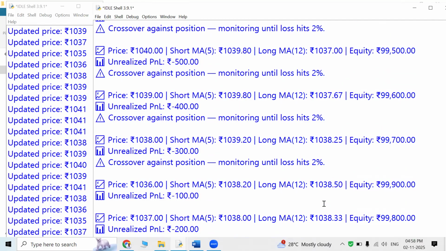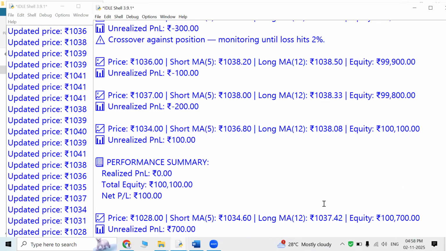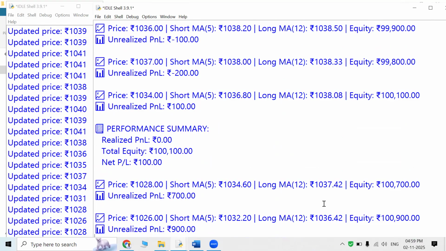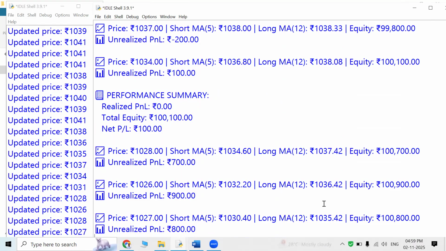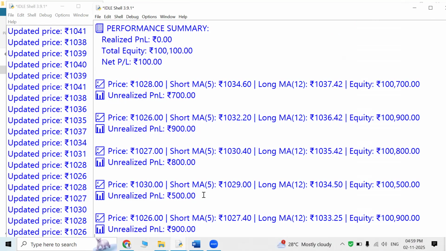Still, we are in a loss of 100 and 200 rupees. It's completely okay for our capital. Okay, after 100 seconds, okay. We want at least 1% of the profit, then we will stop. 1% means 1000 rupees of profit. Okay, 500, 800 rupees, 900.